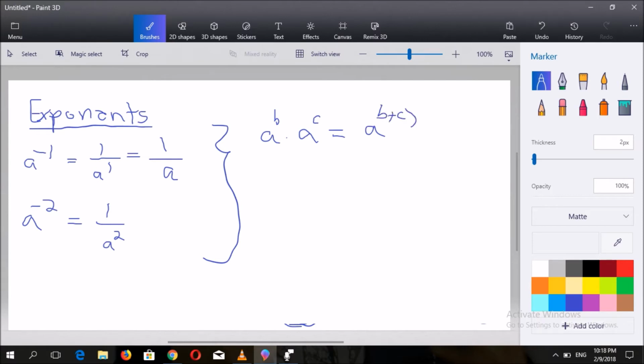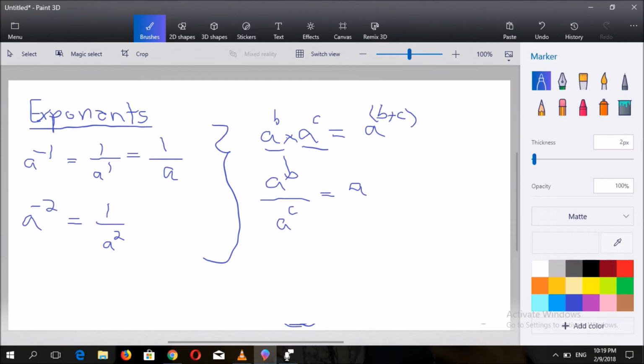The rule is, if the two exponents that I am multiplying have the same base, then the result of the multiplication is going to be an exponent having the same base raised to the power which is the summation of the powers of the two multiplied exponents. So a is going to be raised to the power of b plus c. This rule only applies when the two exponents that I am multiplying have the same base.